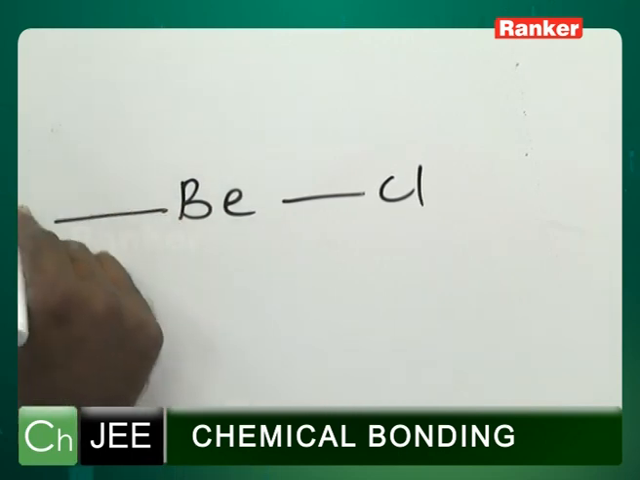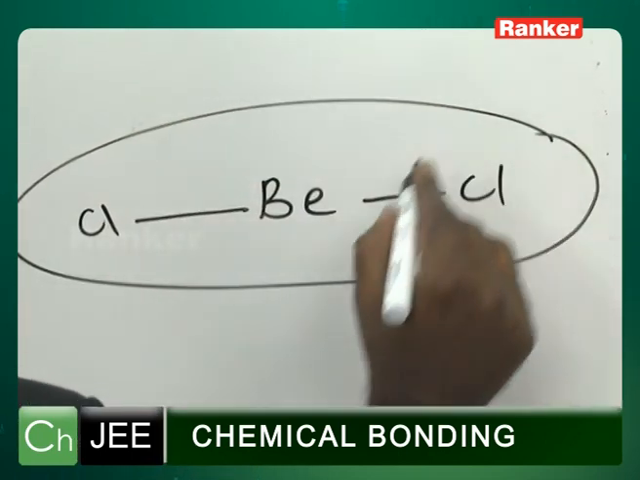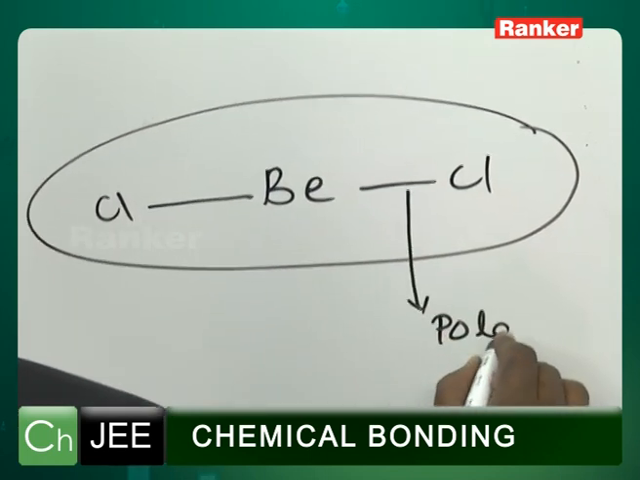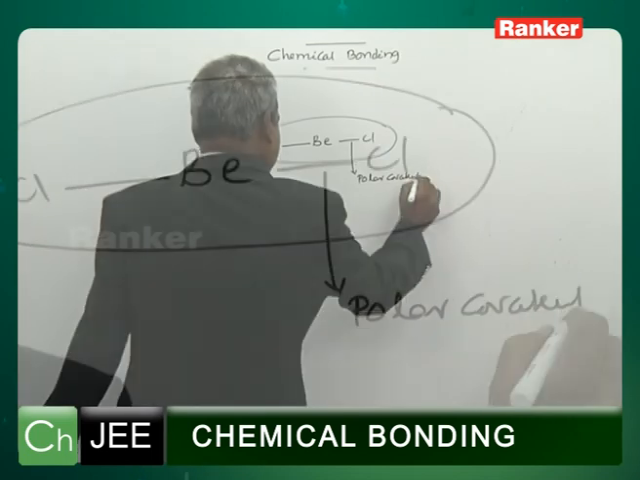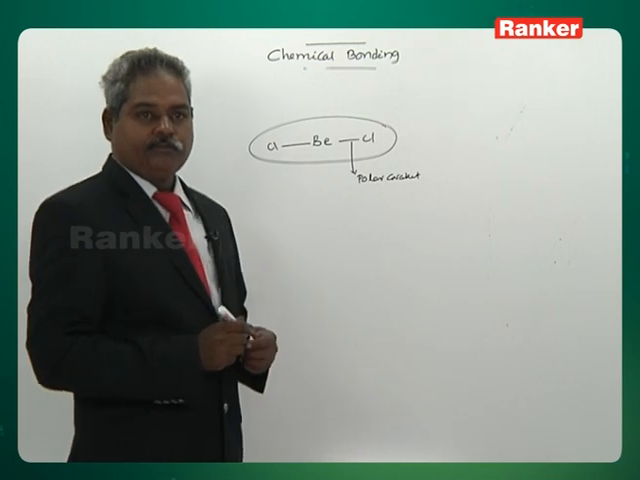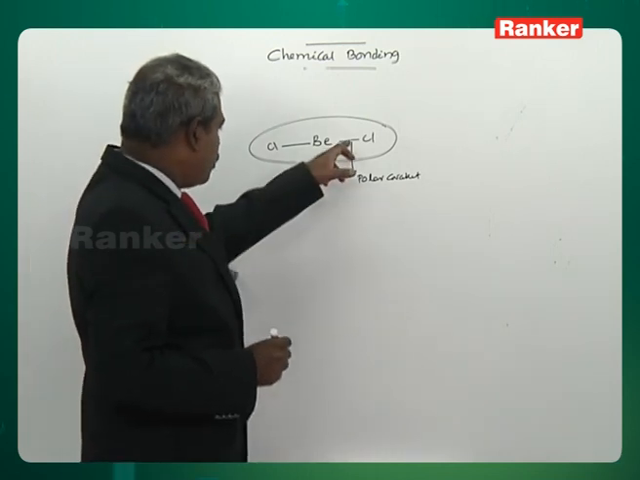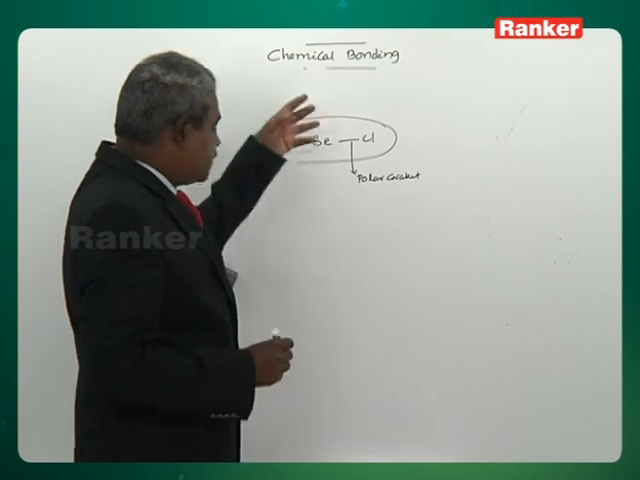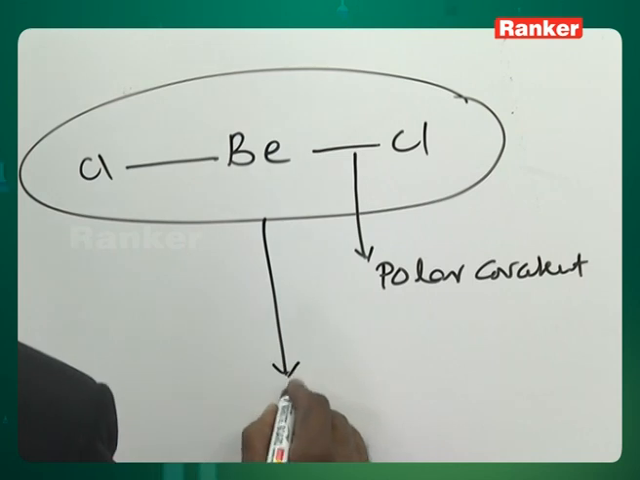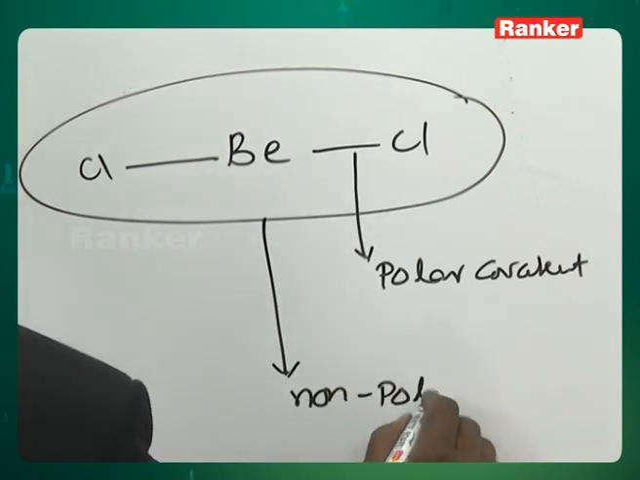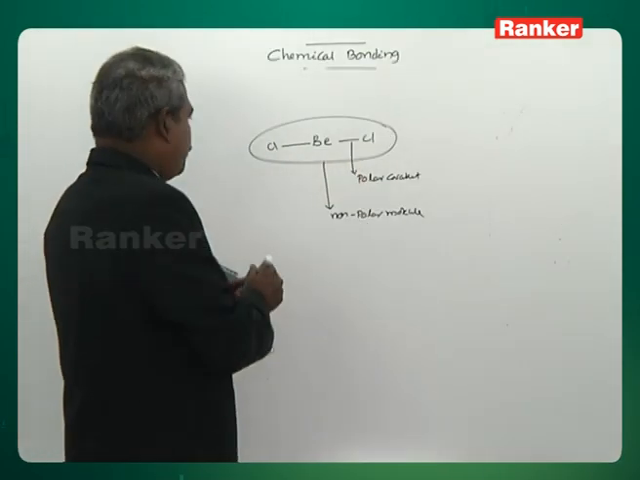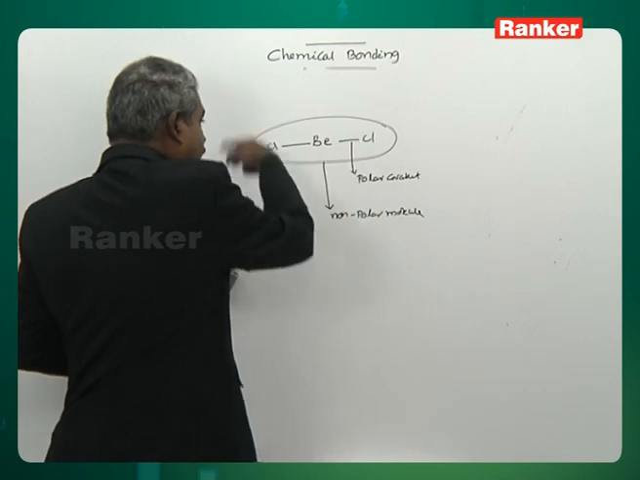BeCl2. Here, the bond between beryllium and chlorine is a polar covalent bond. Why is it polar? Because it is between two different atoms, beryllium and chlorine. It is a polar covalent bond. This is also a polar covalent bond. This means the bonds are polar, but the molecule as a whole is a non-polar molecule.